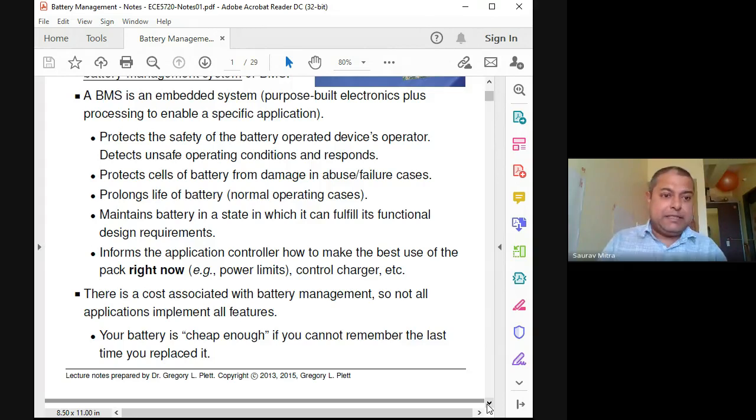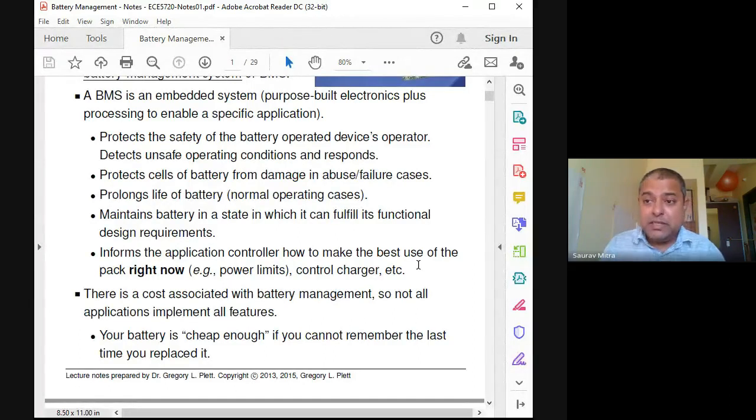What all things does it do? This is what the BMS does. This can be a question for 5 marks: what are the different acts of BMS? It protects the safety of the battery-operated device's operator. So it protects the operator, the device, and the battery as well.